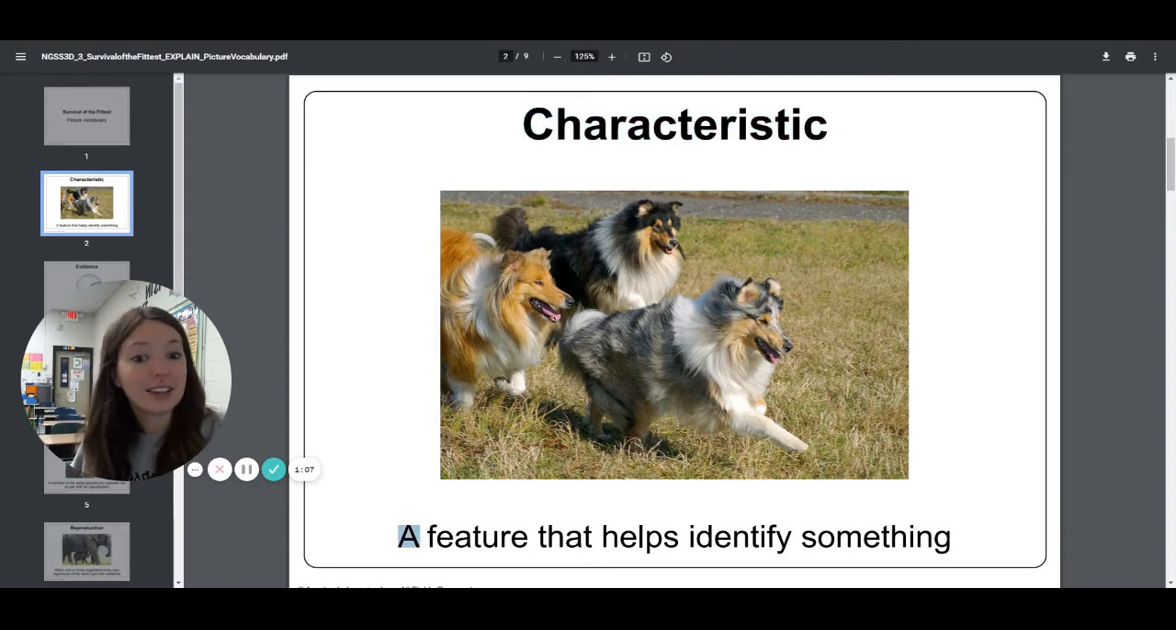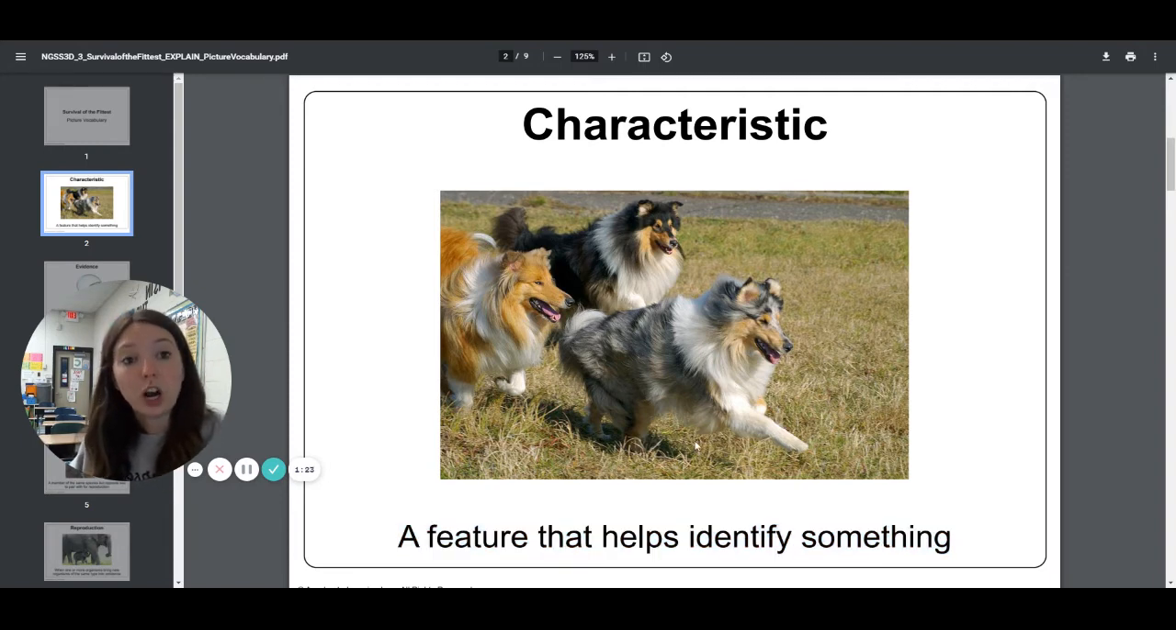A characteristic is a feature that helps identify something. So if we're looking at these dogs, characteristics could be their fur color, could be the size of their snout, or their tongue color, or their eye shape. Any feature that helps you identify something.